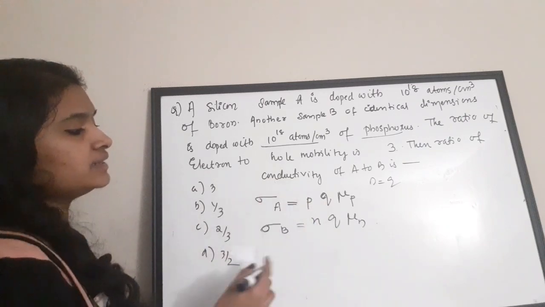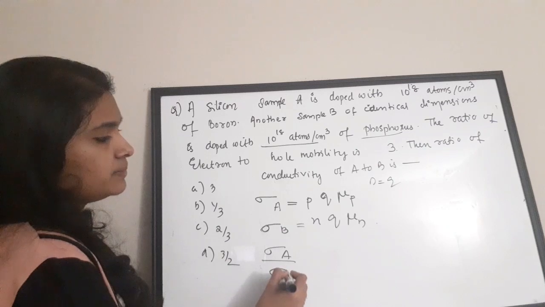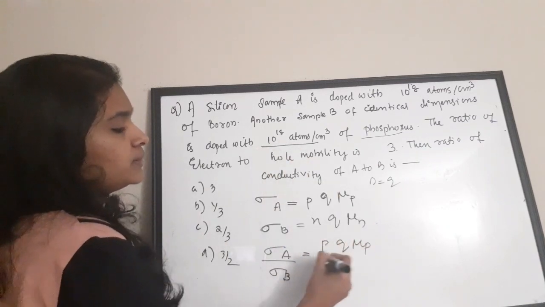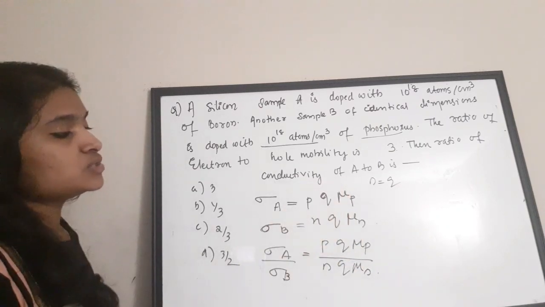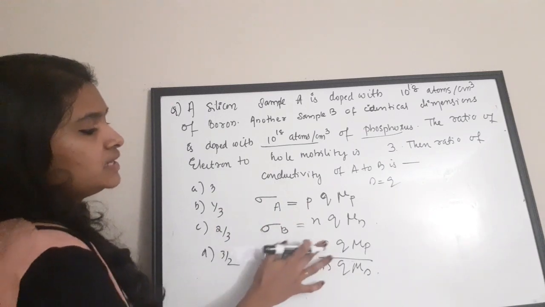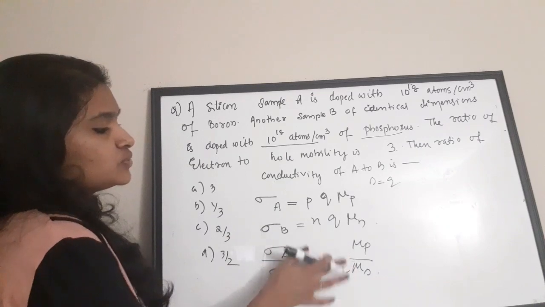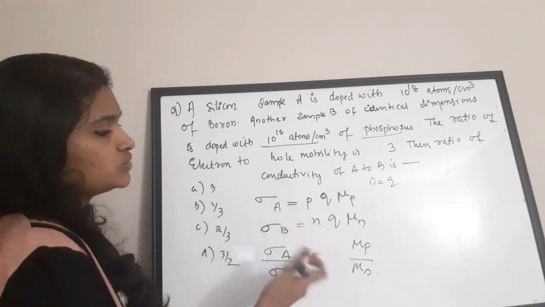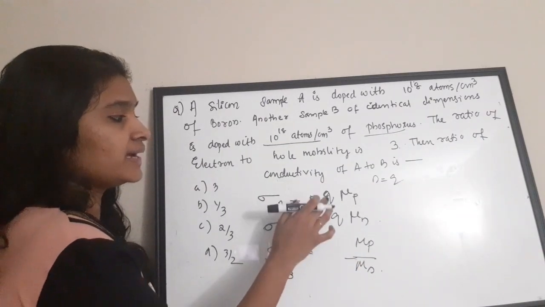Now we need to find the ratio of the conductivities. Sigma A by sigma B is equal to p into q into mu p by n into q into mu n. Right, so this is the ratio. Here p is equal to n, so we can cancel them out. Also q is equal to q, the charge is the same in both cases. So cancel out n, p and also q.